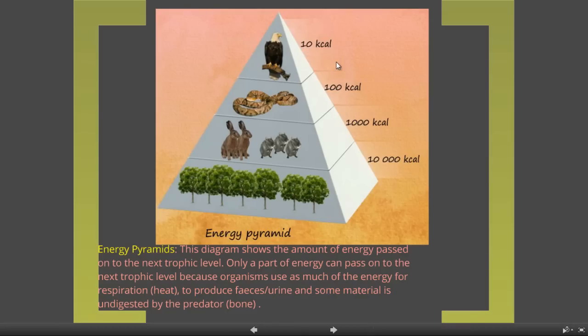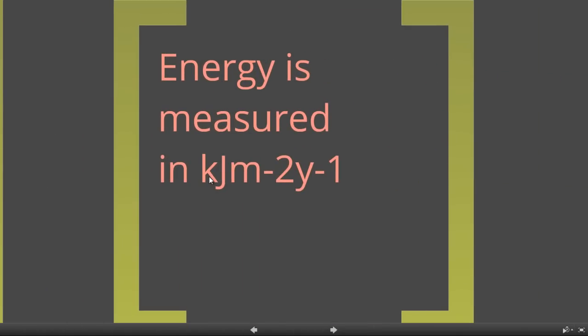Now there is a mistake on this diagram here. When you learn about energy pyramids and looking at the unit for energy, it isn't in kilocalories. The unit that we use for this is measured in kilojoules per metre squared per year. Join me on the next video where we'll be looking at energy transfers.